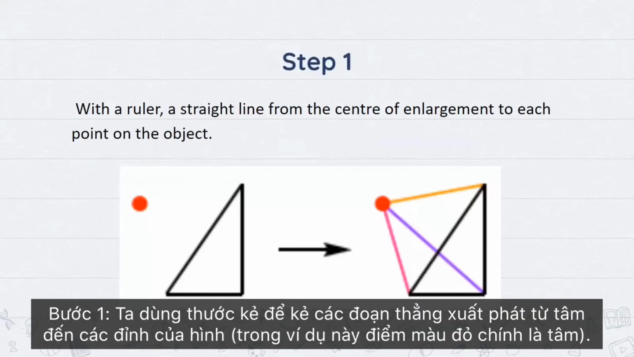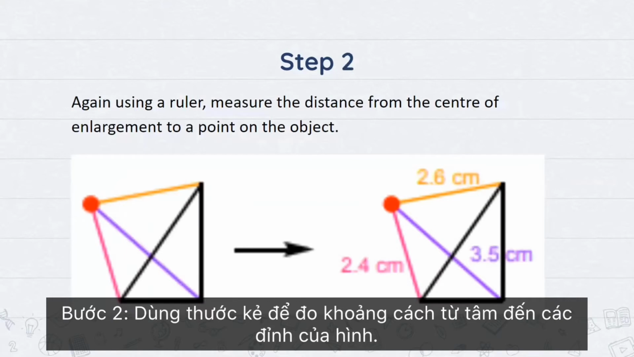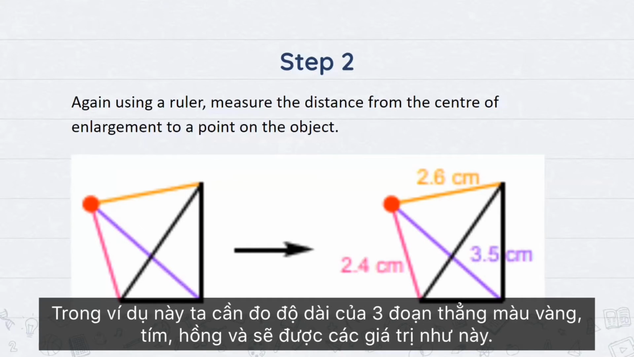So step 1, with a ruler, draw a straight line from the center of enlargement, which in this example is the red dot, to each of the points on the object. You're going to draw 3 lines because this shape has 3 points. Step 2, again using a ruler, you measure the distance from the center of enlargement to each point. There are 3 lines here: the yellow line, the purple line, and the pink line, and it gives us these values.